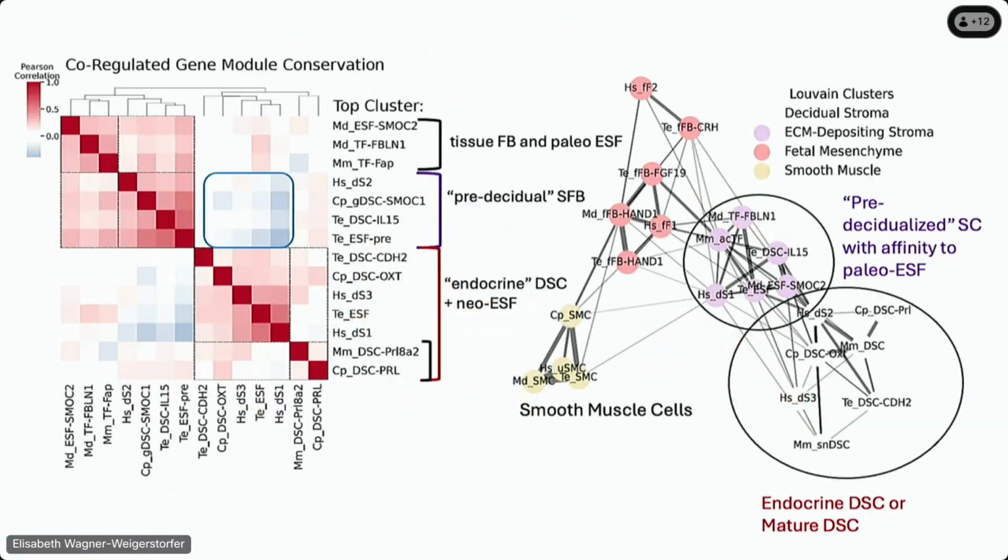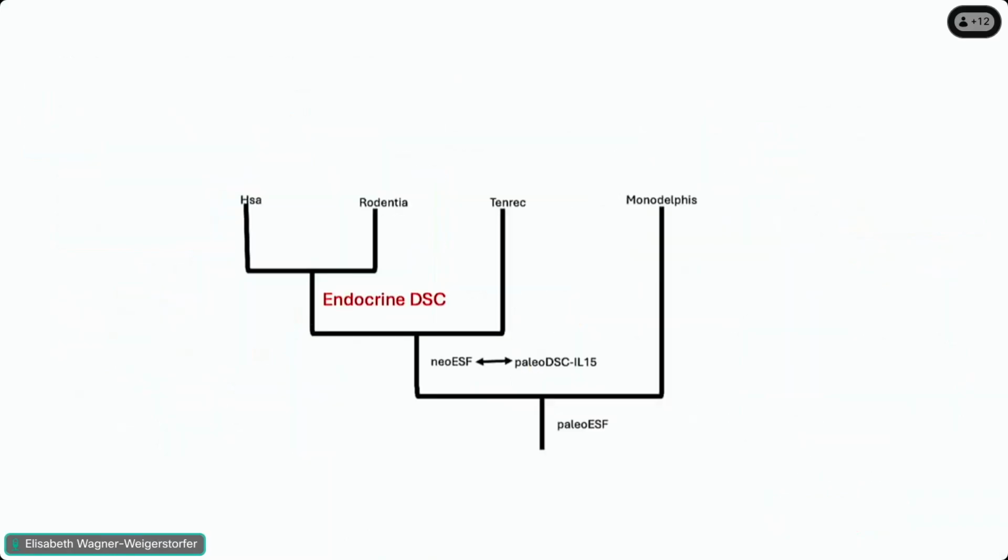Maybe I shouldn't go into too much detail, but the gene expression correlations also show that these pre-decidualized cells and the mature cells are actually anti-correlated in their gene expression profiles, which is the indication that they are real, different cell types. So the answer is that we have paleo-ESF, neo-ESF with the pre-decidualized cells, and then endocrine decidualized cells evolve after this.